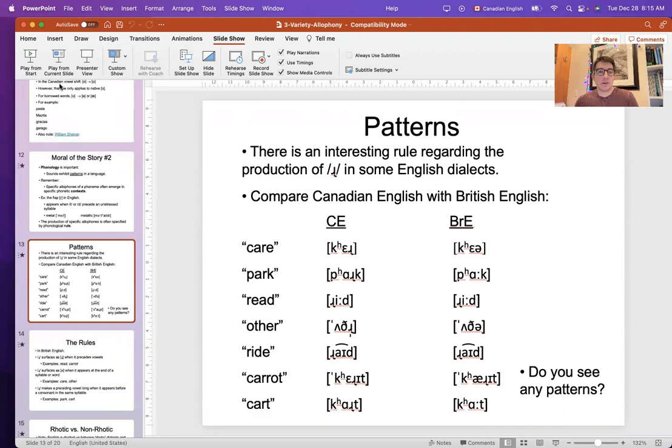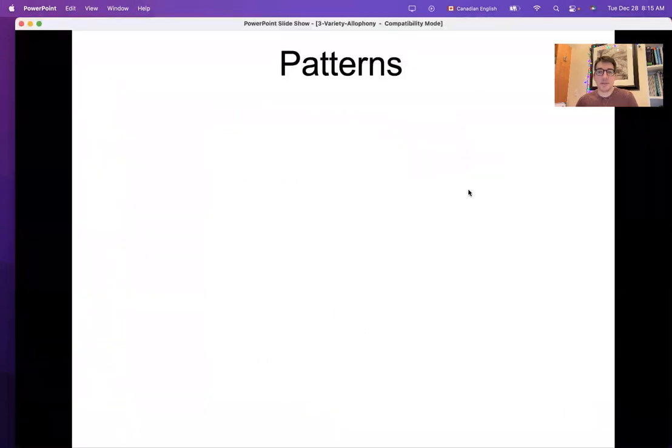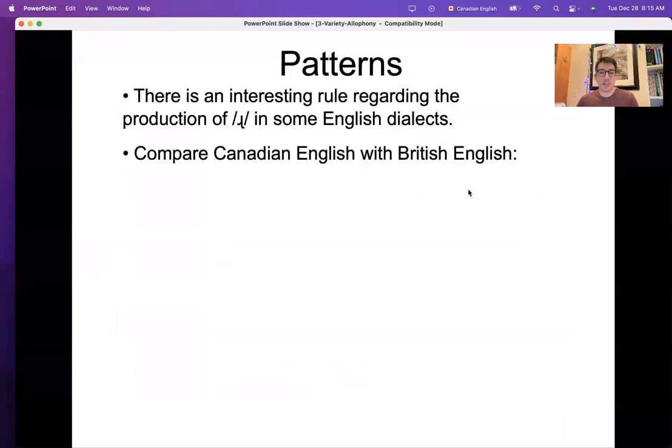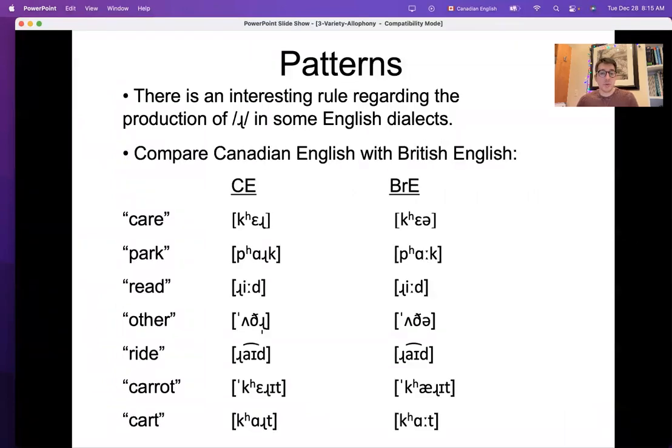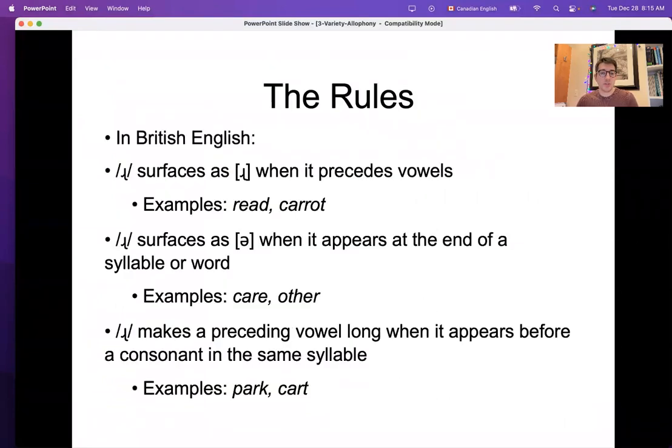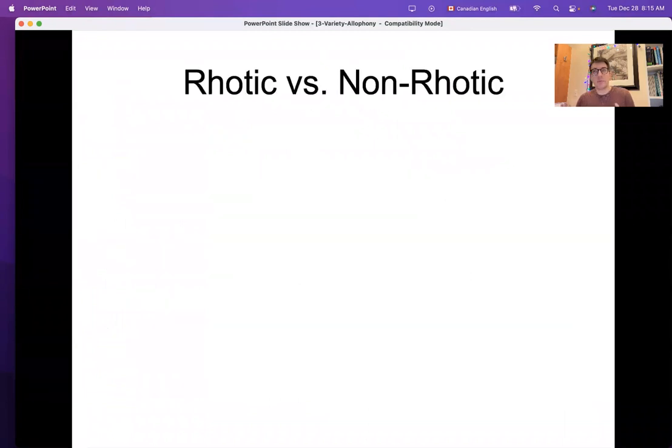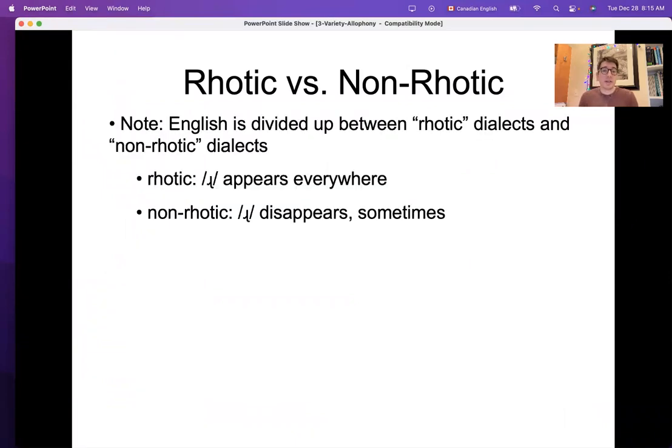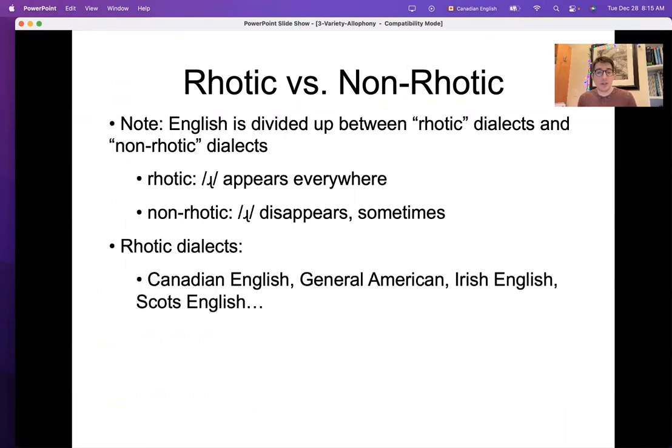Because this is a commercial that probably displays or exhibits the Bostonian accent, right? So we've noticed the rules here, and the basic distinction between the English varieties is in rhotic and non-rhotic accents or dialects. English is divided between rhotic dialects and non-rhotic dialects.